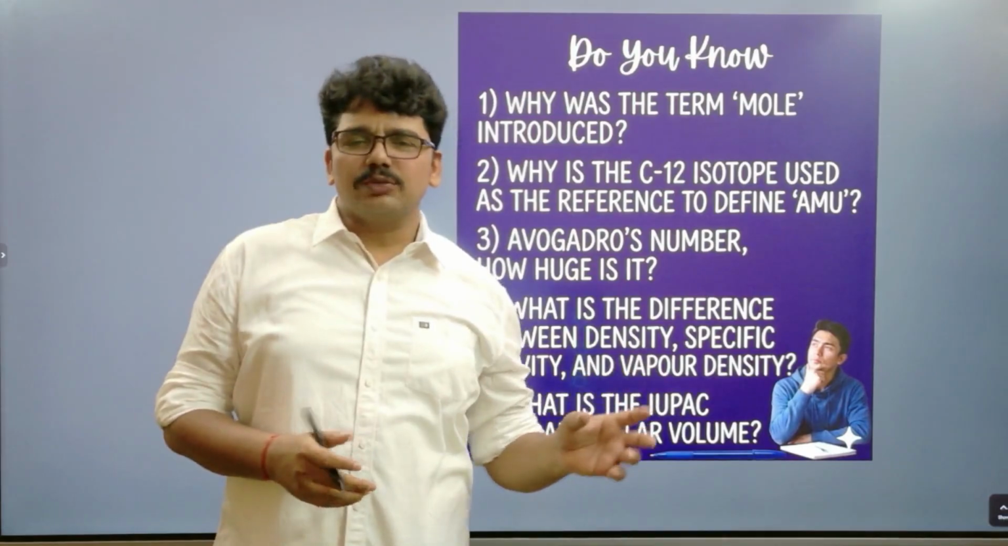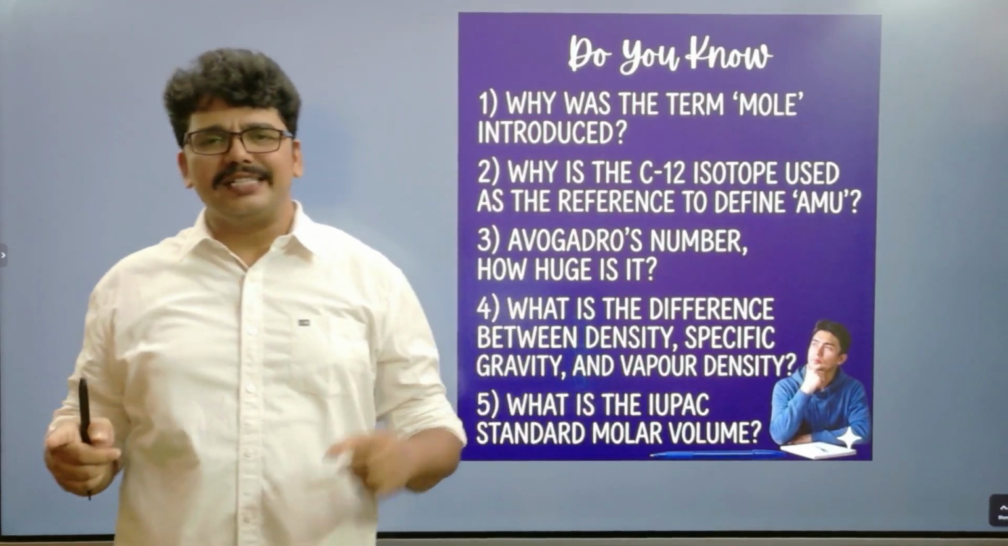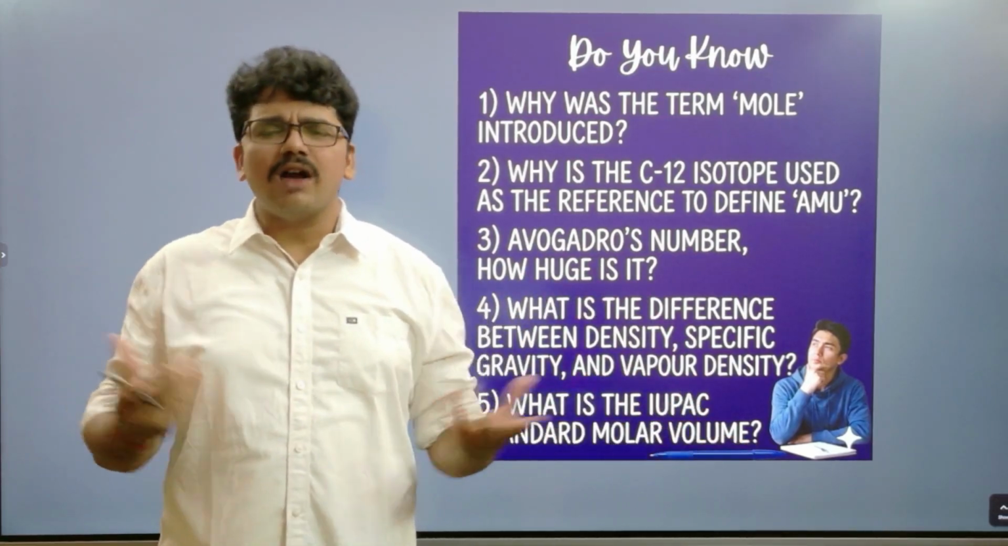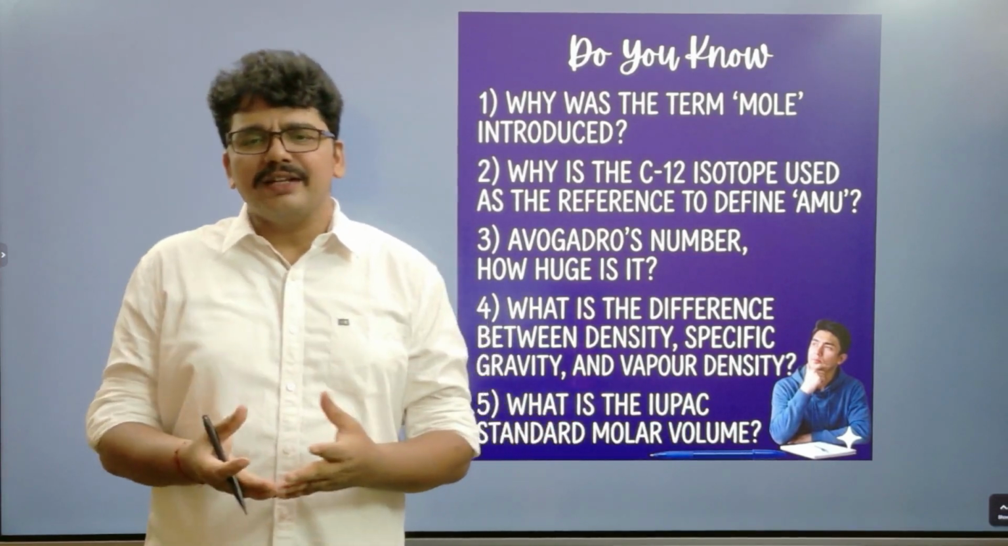What is the difference between specific gravity, vapor density and density? Is there any difference? Are all the same or different? If they are different, what is the difference?